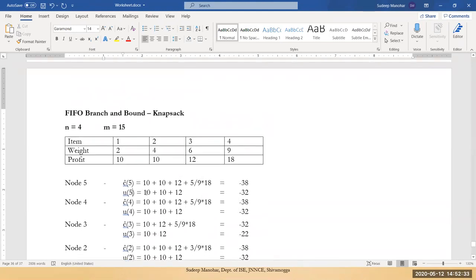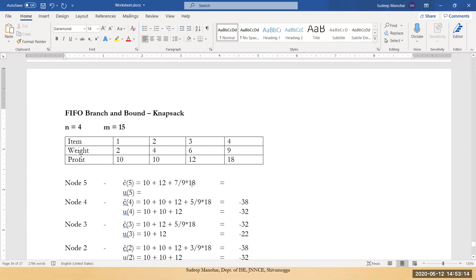When you don't consider item number 2, the first item is considered, second item is not considered. Consider 1, next is 3. So that means weight is 2 plus 6, 8. Remaining is 7 out of 15. That means it cannot fit completely. There is 9. Therefore, the fraction is 7 by 9. Therefore, 10 plus 12 plus 7 by 9 into 18.